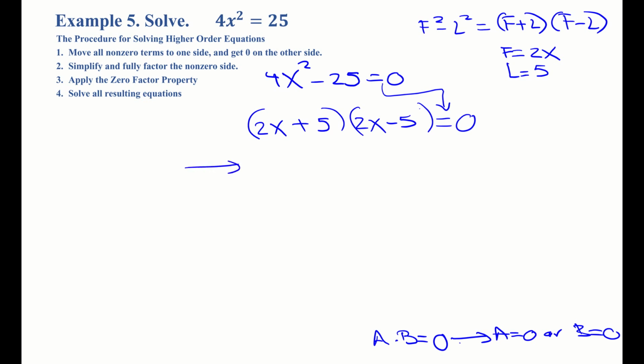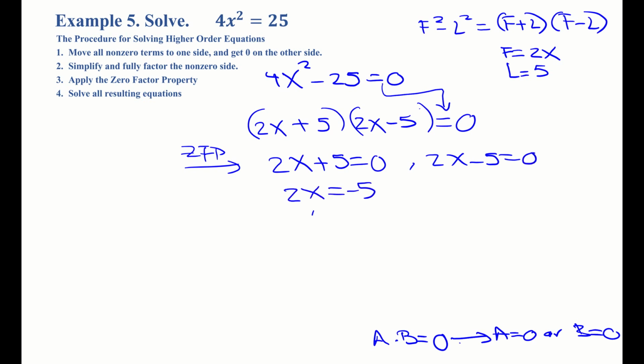So now we apply the zero factor property. So either 2x plus 5 equals 0 or 2x minus 5 equals 0. Let's move the 5 to the other side, becomes negative 5. So we get x equals negative 5 halves. So you get 2x equals 5, and you get x equals 5 halves. So in the later chapters, when we cover quadratic equations in more depth, we'll find another way of dealing with these as well. But for the time being, this is how we're going to approach these.